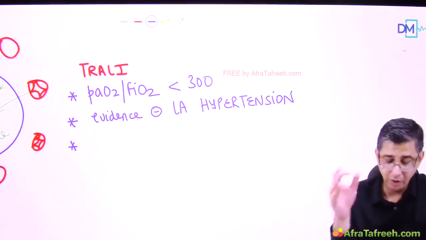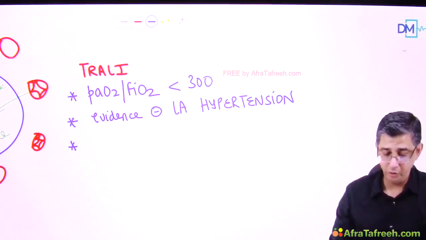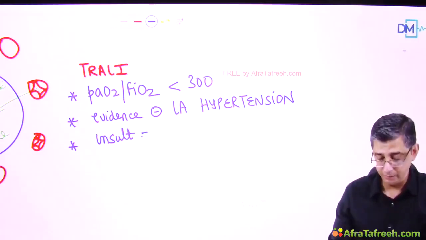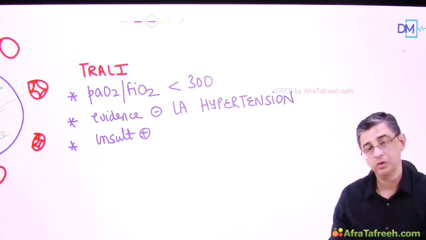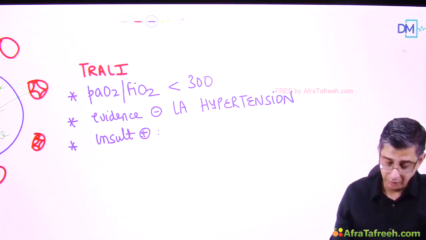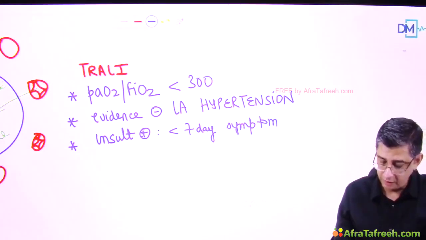So for diagnosis of TRALI or ARDS, the PO2/FiO2 ratio should be less than 300. There should be absence of left atrial hypertension. When an insult occurs in the lung, the insult could be due to swine flu or due to cytokines released after blood transfusion, then the insult should cause manifestations within 7 days. Here, obviously, in TRALI, I was teaching you that symptoms will develop as early as 6 hours.